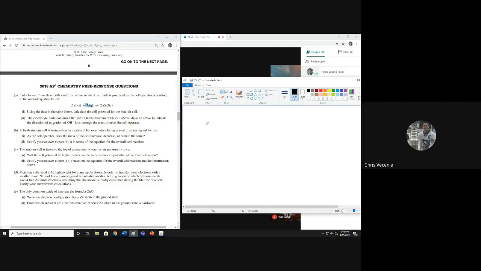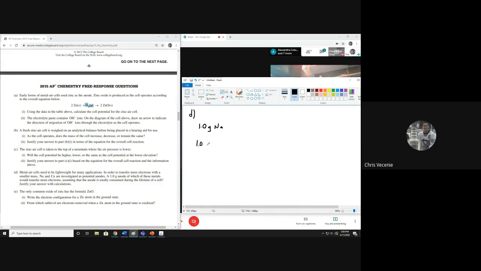Letter D. D says metal air cells need to be lightweight for many applications. In order to transfer more electrons with a smaller mass, Na and Ca are investigated as potential anodes. And it says a 1 gram anode of which of these metals will transfer more electrons, assuming the anode is totally consumed during the lifetime of a cell. All right, so we have 1.0 grams of Na and Ca. And they're asking who transfers more electrons.